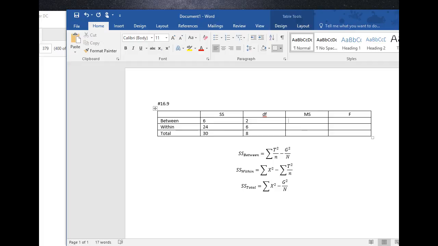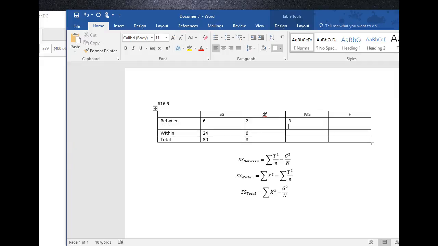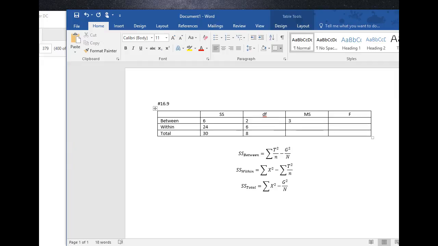For the mean squares, we're just going to divide the sum of squares by degrees of freedom. 6 divided by 2 is 3. I don't even need a calculator for that one. And 24 divided by 6 is 4. Don't need a calculator for that one either. And then finally, for the F statistic, I'm going to take the mean squares between, which is 3, and the mean squares within, which is 4. 3 divided by 4, and I don't need a calculator for that one either. It's 3/4 or 0.75. That's our F statistic, and that concludes question 16.9. Have a great day.